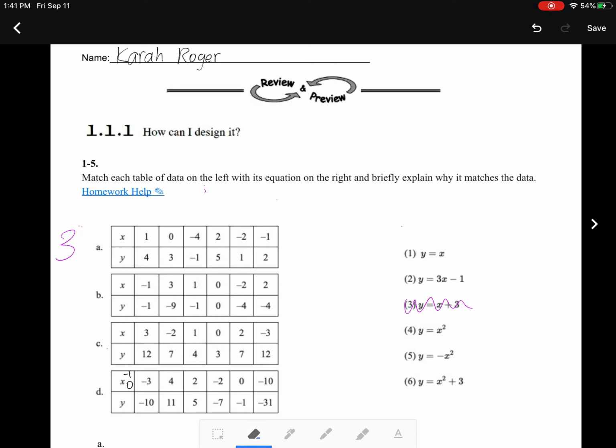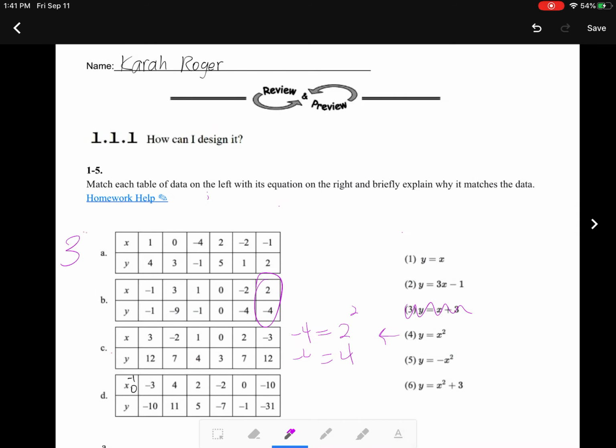Like I said, I like to double check. And let's try another point with that one. Let's try the 2 and the negative 4 with equation 4. So y is negative 4 equals x squared. Well, x is 2 squared. Now that would give me a positive 4, but I want a negative 4. So that's not true. So equation 4 is not going to work. And so that's what you do. You keep trying to see if the other ones will work.